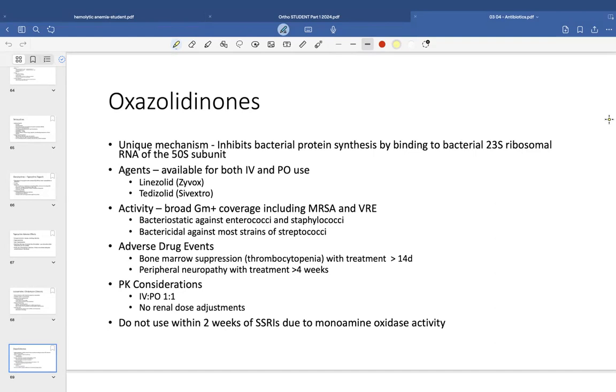Again, MRSA, VRE are the targets. This is one of those drugs that we kind of restrict. It's not personal, but it is very highly effective.